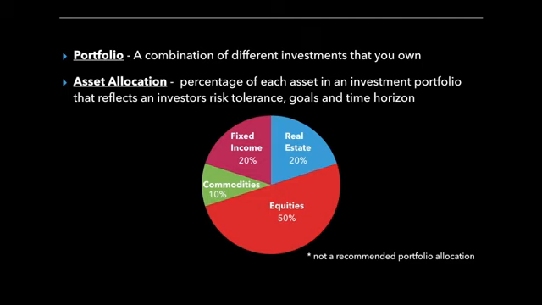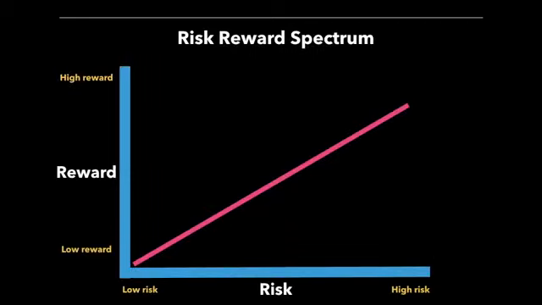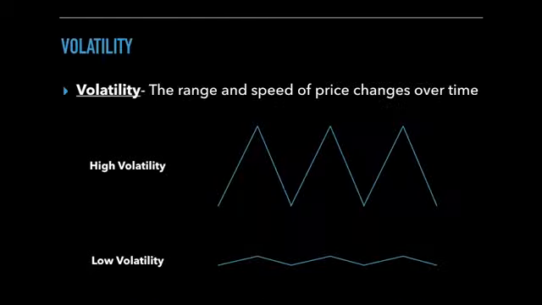Because these different asset classes all come with different risk and reward potential. And anything with high reward is going to come with high risk. And anything with low risk is going to come with low reward. So it's important to strike a balance between the two so you are able to meet your financial goals within your investment timeline. When we refer to risk, we are mainly concerned about volatility.